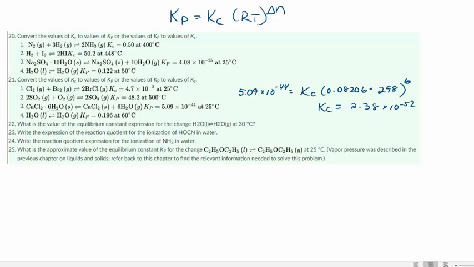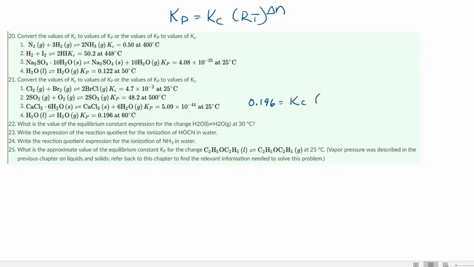And in number 4, we're given the Kp again, and we need to calculate the Kc. We know the R value. Our temperature is given, so we have 60 that we will add 273 to and get the Kelvin value of 333. We will raise that product to the change in N. So we have 1 mole of gas on the product side and none on the reactant side. So that will be raised to the 1st power.